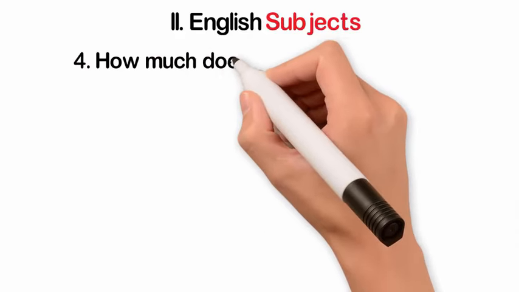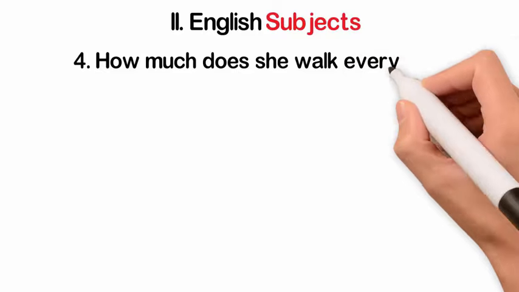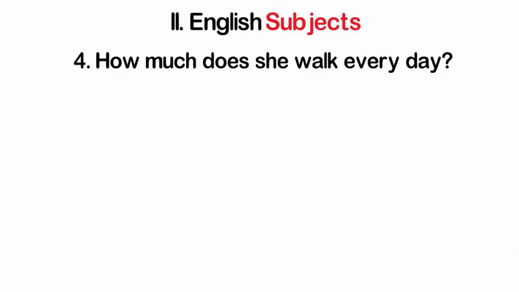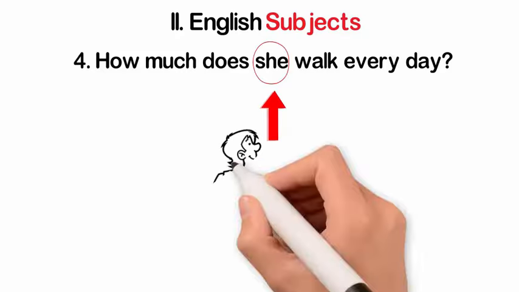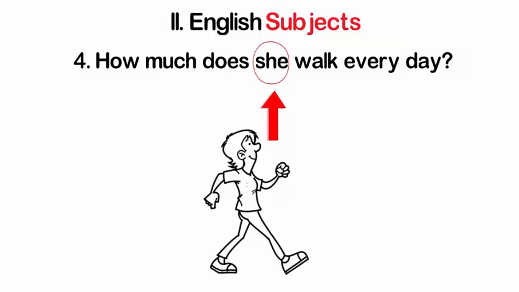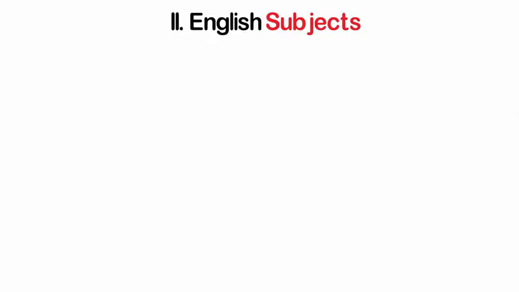What is the subject in the following sample question? 4. How much does she walk every day? If you chose the word she as a subject, then you are correct, as the word she is the one doing the action of walking.